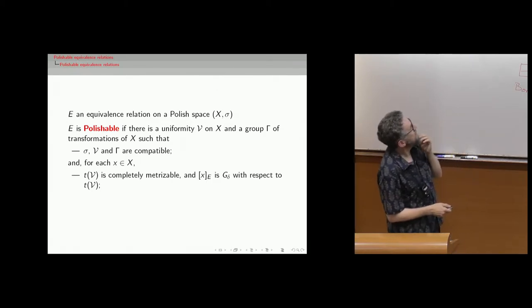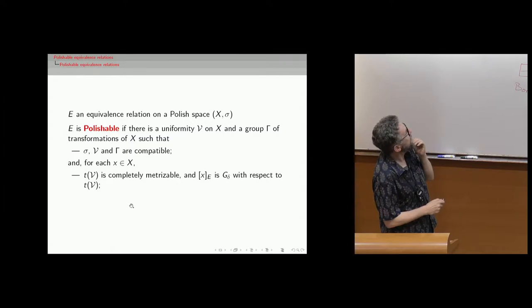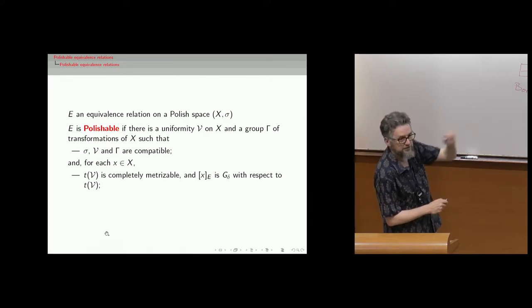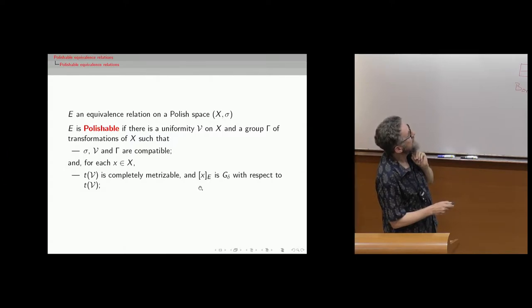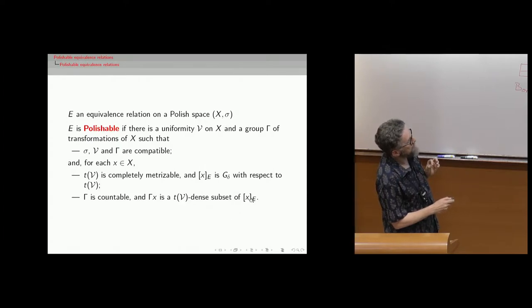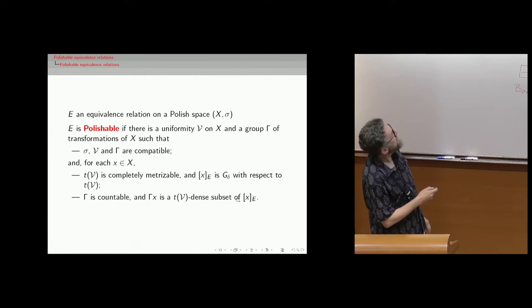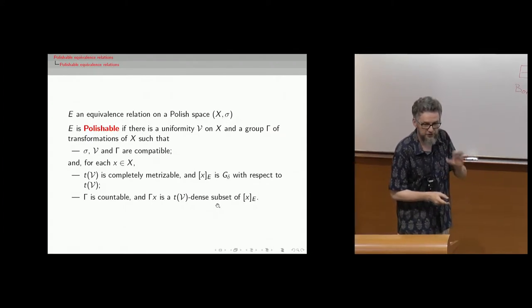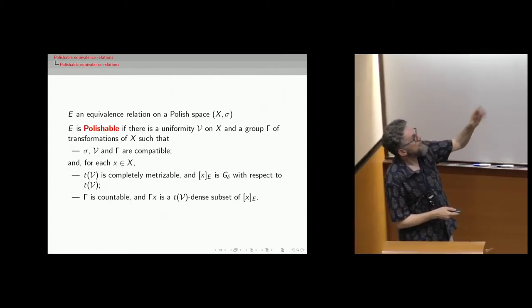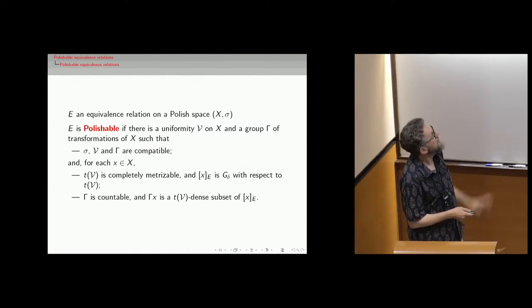And then for each x, my topology given by the uniformity is completely metrizable, and each equivalence class of x is G delta with respect to this huge topology at infinity. So this guarantees that this equivalence class, when I restrict the topology to it, will be complete. Gamma will be countable, and if I take any x, I look at the orbit of x with respect to gamma, it will be included in the equivalence class of x, and it will be dense with respect to this topology at infinity, T of V. So these two points together, I said, guarantee that each equivalence class carries a canonical Polish topology. This Polish topology will be stronger than the topology restriction of sigma to it. Okay, so that's the definition.